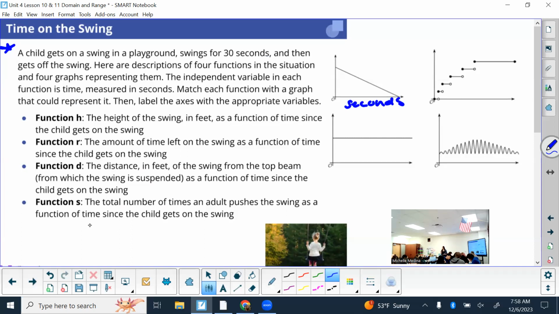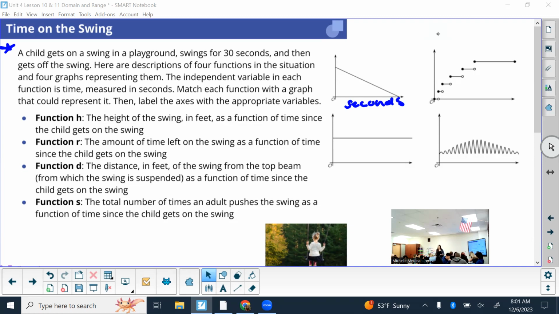What we'll do after that is decide domain and range. So once you think you've matched them appropriately, that's what we'll be doing next. You can jump ahead to domain and range. Difference for each function would be like what your y-axis would be labeled as. So for the first one, function H, the height of the swing in feet as a function of time since the child gets on the swing.